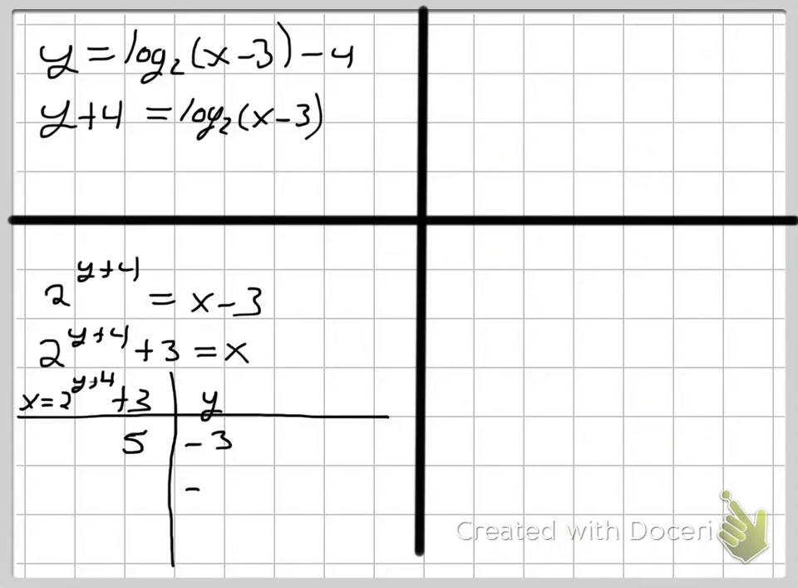All right. So I went ahead and said that when y is negative 3, x will be 5. So if we do that, we'll have 2 to the negative 3 plus 4, plus 3. Well, that's going to equal 2 to the first plus 3. So that gives me the 5. Okay, then I'm going to plug in negative 2.